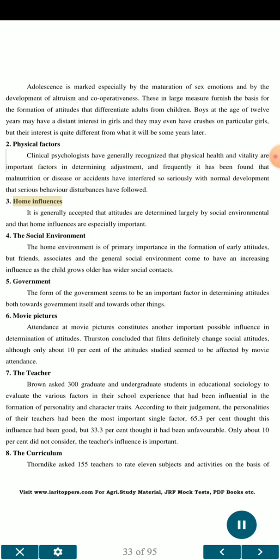3. Home influences. It is generally accepted that attitudes are determined largely by the social environment, and that home influences are especially important. 4. The social environment. The home environment is of primary importance in the formation of early attitudes, but friends, associates and the general social environment come to have an increasing influence as the child grows older and has wider social contacts.